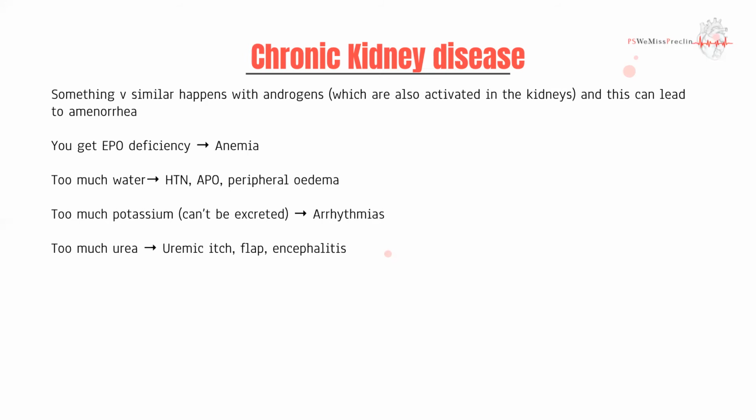And this is again tricky because you can have hypertension that causes CKD, but you also now have CKD that causes hypertension. Another interesting complication. You can have APO or acute pulmonary edema, as well as peripheral edema. Again, you aren't going to excrete potassium as well. That's going to lead to arrhythmias. And if you have too much urea, that can lead to uremic encephalopathy, which is characterized by a uremic itch, a uremic flap, as well as encephalitis.